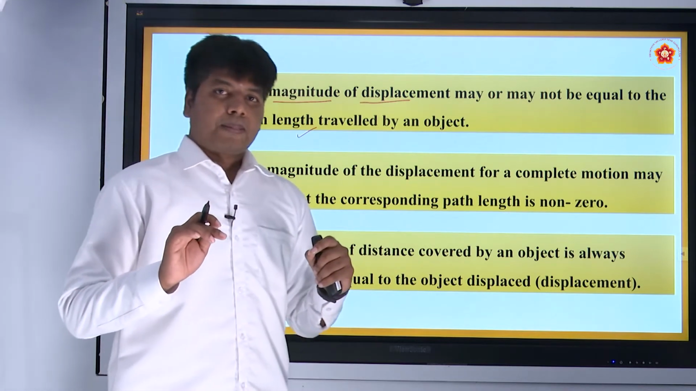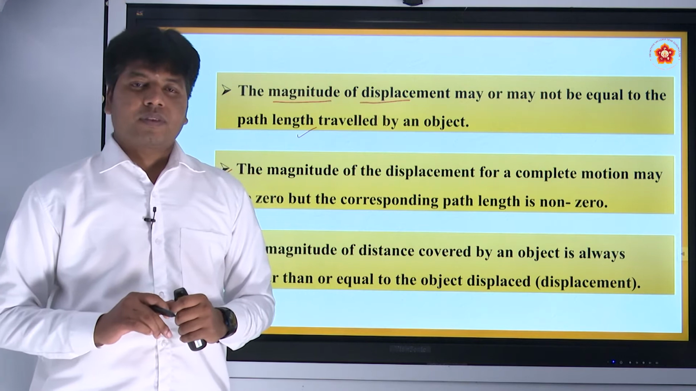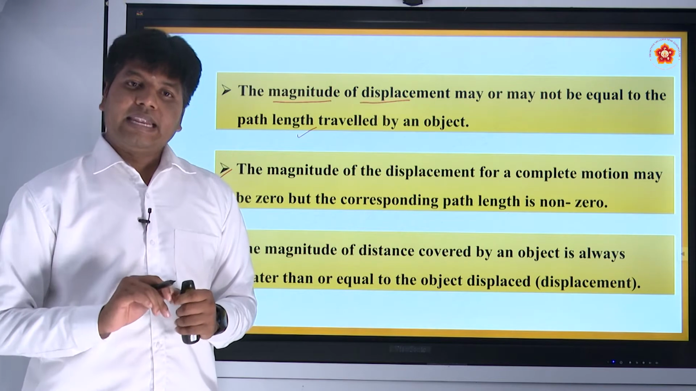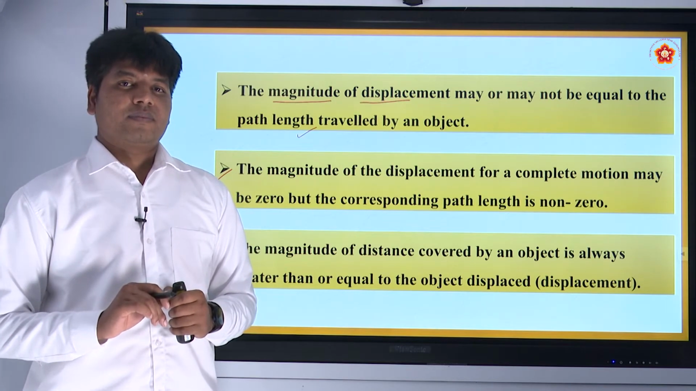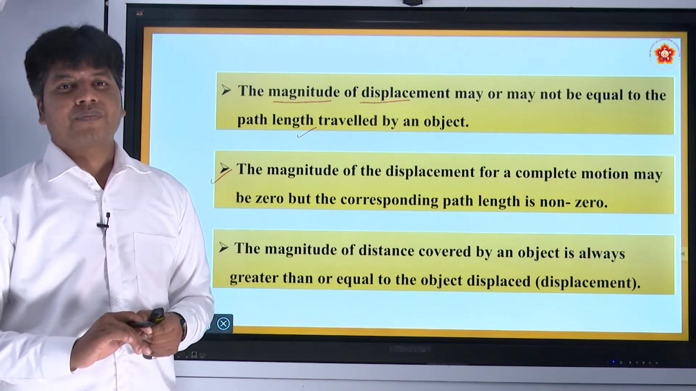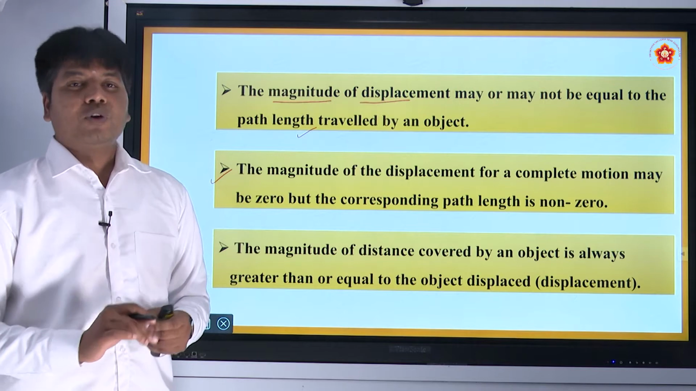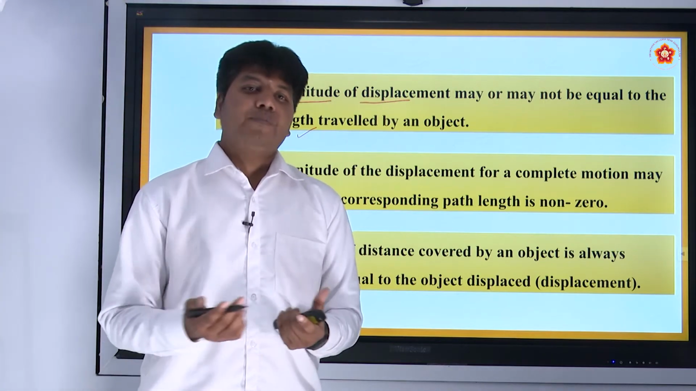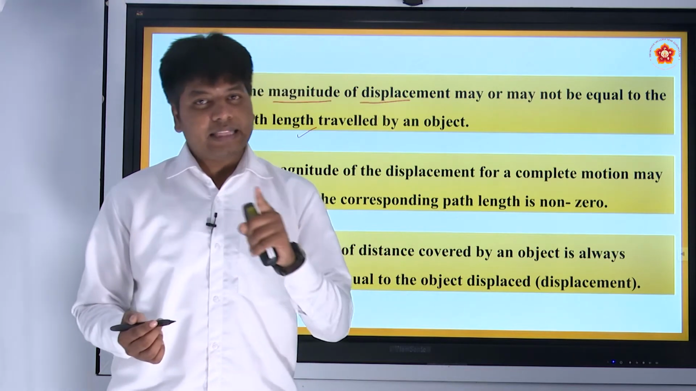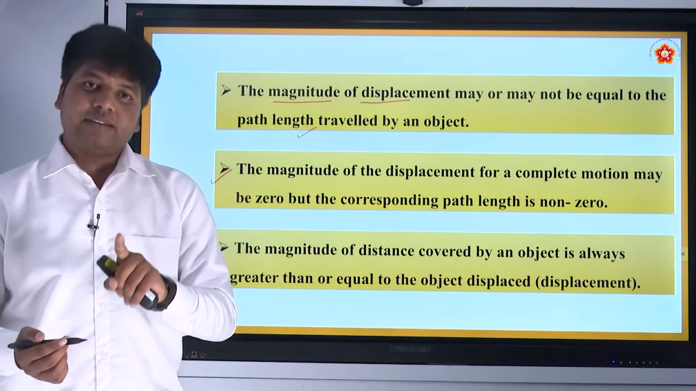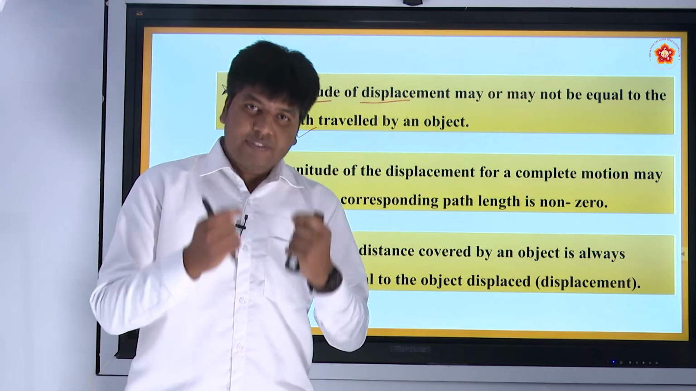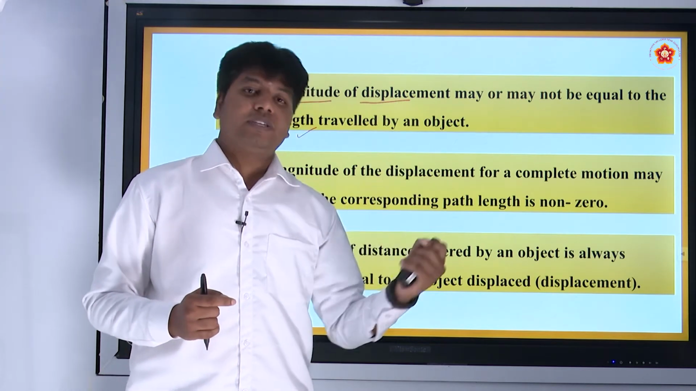Here you can think of one more thing. Can the distance be negative? Hold on and think. Can the distance be negative? No, because it is the length of a path. Length cannot be negative, right? So distance cannot be negative. But can the displacement be negative? Yes, displacement can be negative. It is the relative position of the object with respect to its original position.